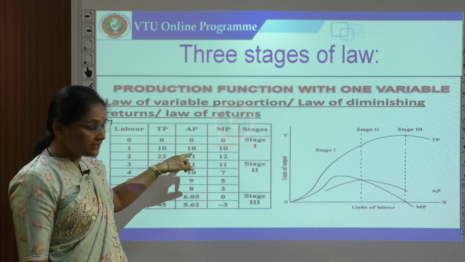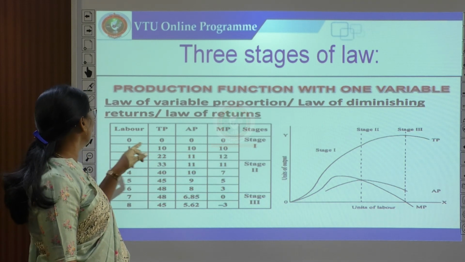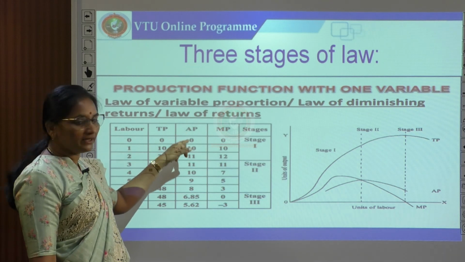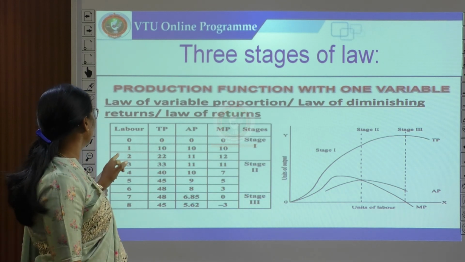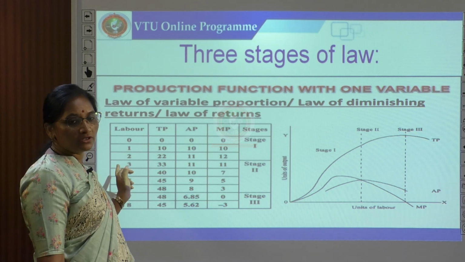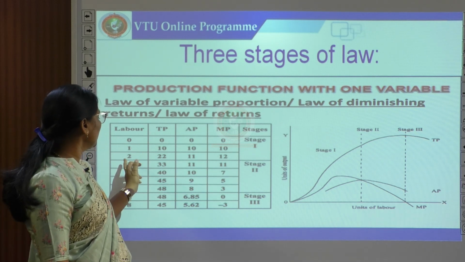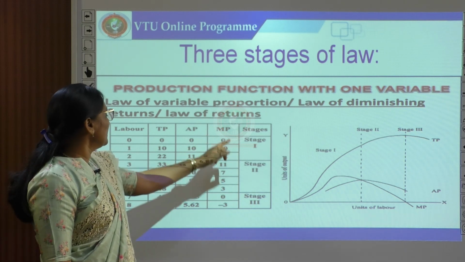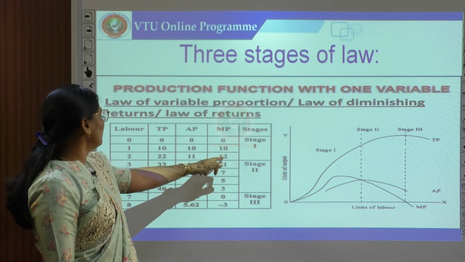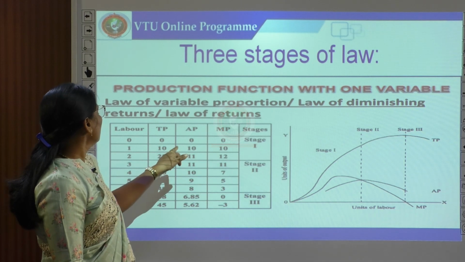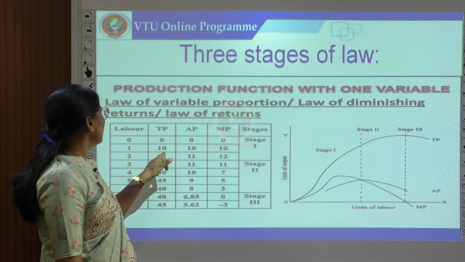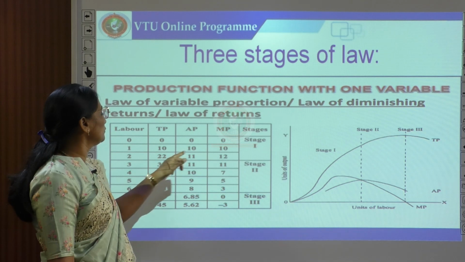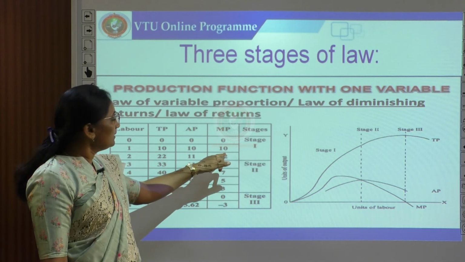How do we get the average product of 11 here? 22 divided by 2 is 11. The average product is the total product divided by the number of inputs we are using. Once we calculate that, we get the average product, that is 11. How do we get the marginal product? It is the difference between 22 and 10, that is 12. So 12 is the marginal product.